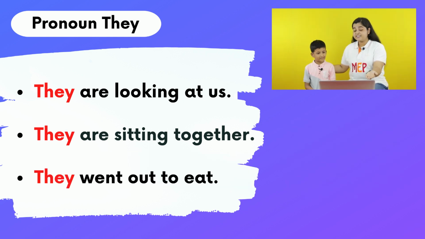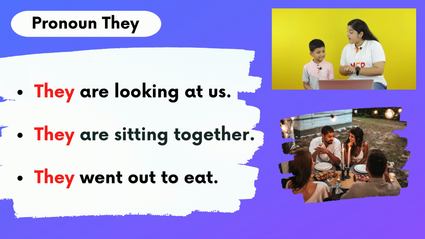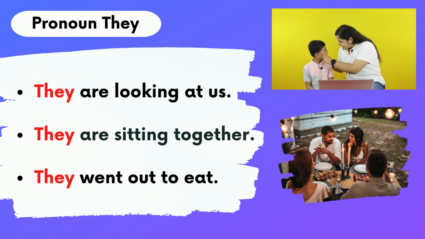So Rudy, read the third example. They went out to eat. Right. So can you identify the subject pronoun in this sentence? They. Why? Because it is performing the action. Correct. So they is first person, second person or third person? Third person. Right. Singular or plural? Plural. Very good, Rudy. So, are you clear that what is pronoun they?